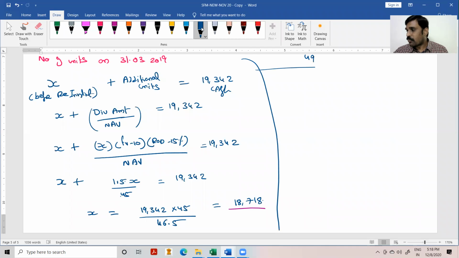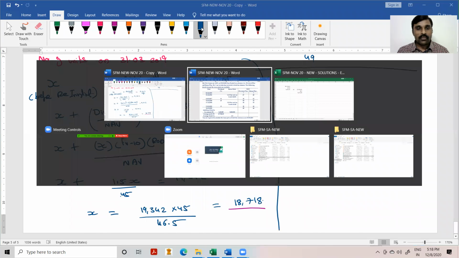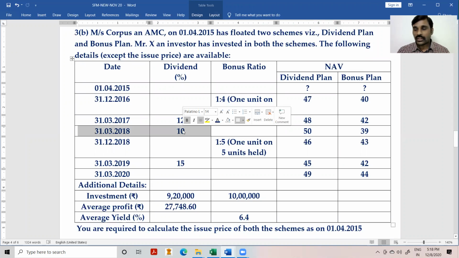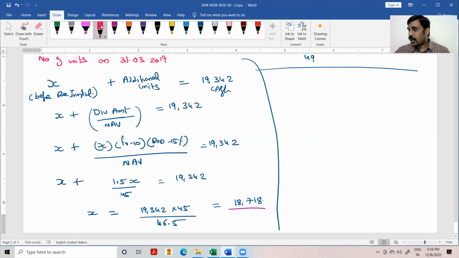Next, we'll calculate the number of units as on the day before the dividend date, 31st March 2018. We'll calculate the same thing. Number of units on 31st March 2018 is X plus additional units.